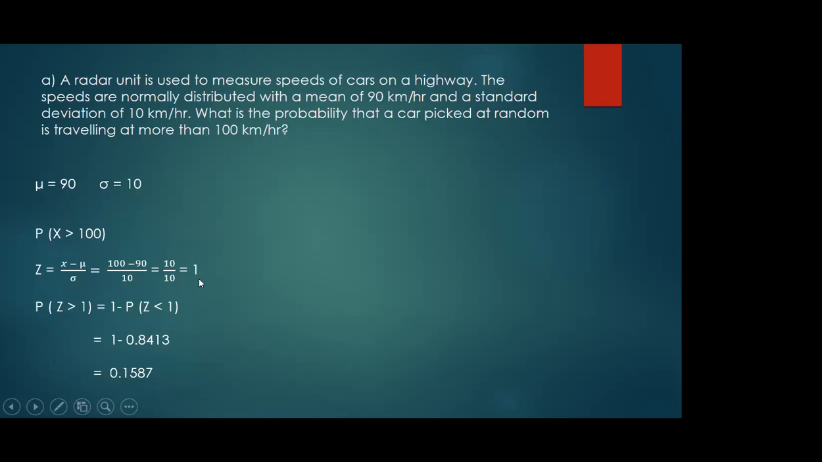After we find the standardized Z value, we need to write the probability statement for our Z value. The probability statement is that Z is greater than 1. But our normal distribution table will never show us the greater than sign. It only shows us everything that is less than. So in order to find the values for what is greater than, we have to do 1 minus the probability that Z is less than 1. And we can look in the table.